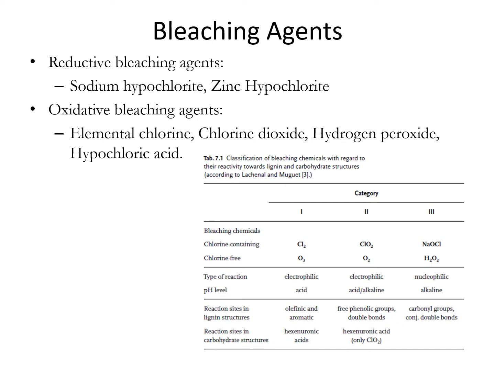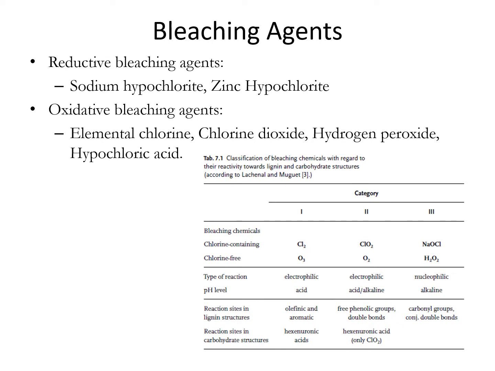Okay, then oxidative bleaching agents are like your chlorine dioxide, elemental chlorine, hydrogen peroxide. Again, you can classify the bleaching agents into another two categories: chlorine-containing bleaching agents and chlorine-free. Chlorine-containing are like Cl2, ClO2, NaOCl. Okay, and chlorine-free are like oxygen, H2O2. In the below table, you can check the type of reactions and the pH level.